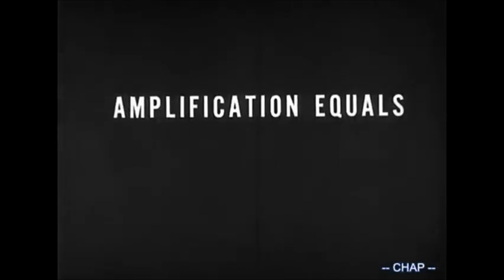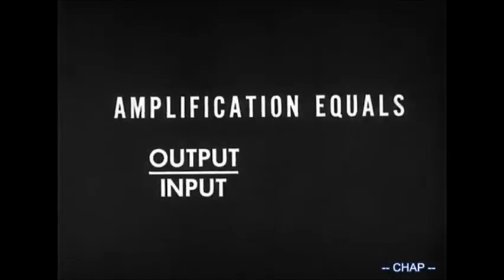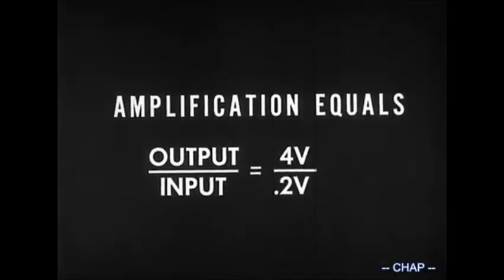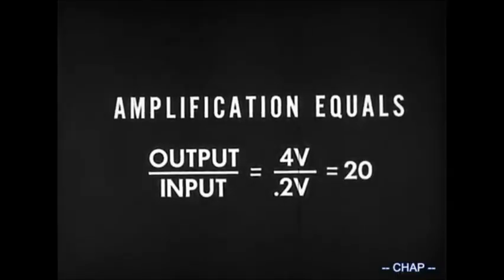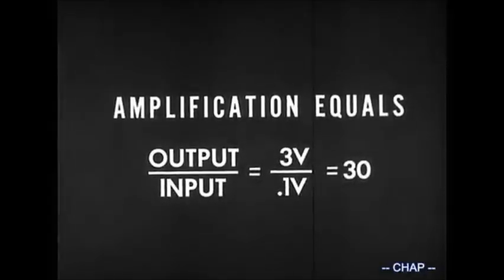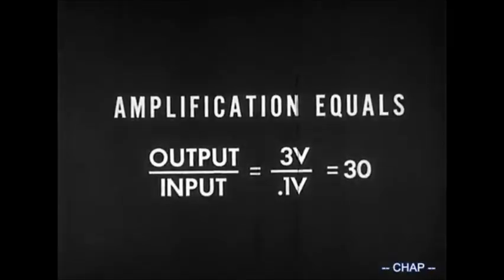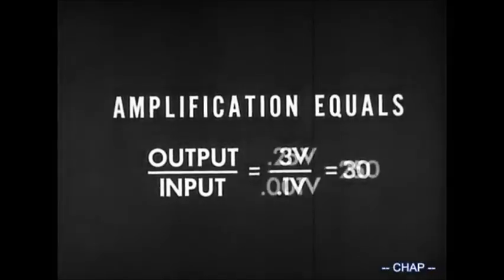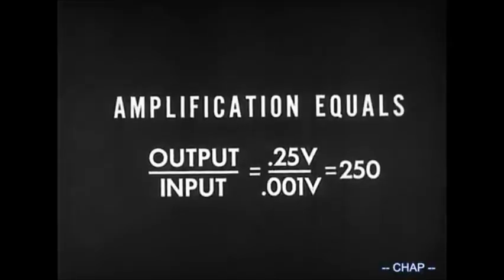Amplification is equal to the output divided by the input. In this case, 4 volts divided by 0.2 volt gives us an amplification of 20. Other amplification factors are possible with different transistors in different circuits. However, the principles of amplification remain the same.